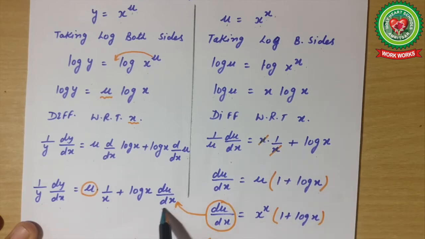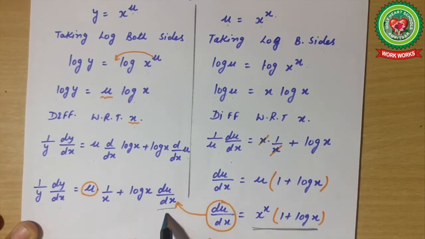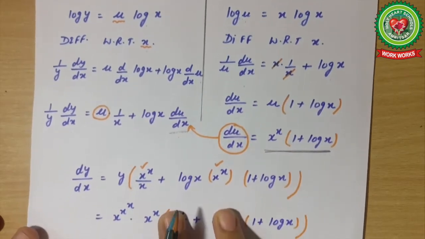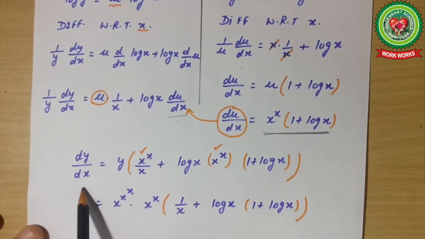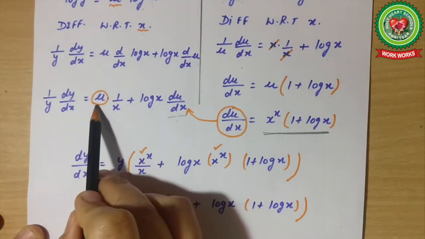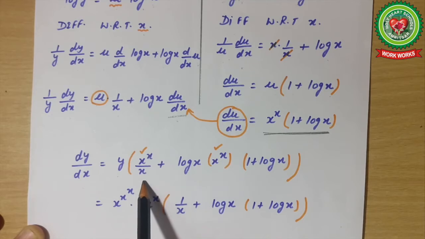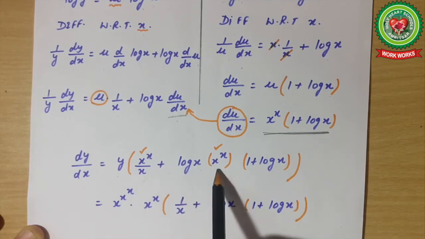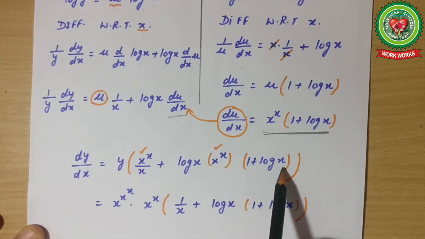Now, du upon dx is here. We will put this full value in this form. Clear? Then we will get the answer. dy upon dx, when we shift y there, y, x raised to power x upon x plus log x, x raised to power x, 1 plus log x.